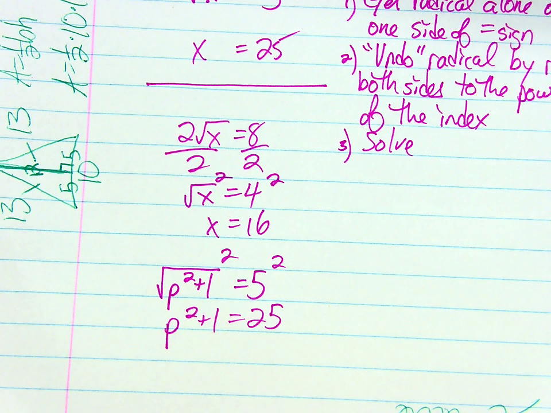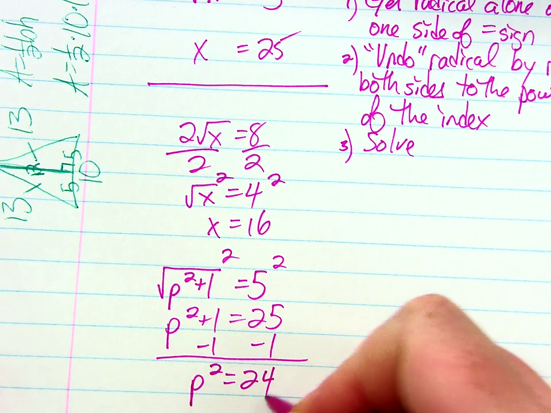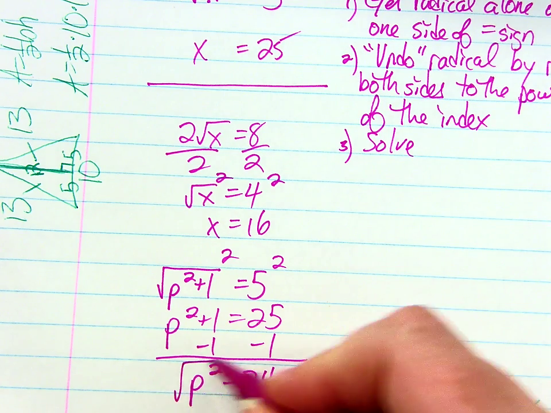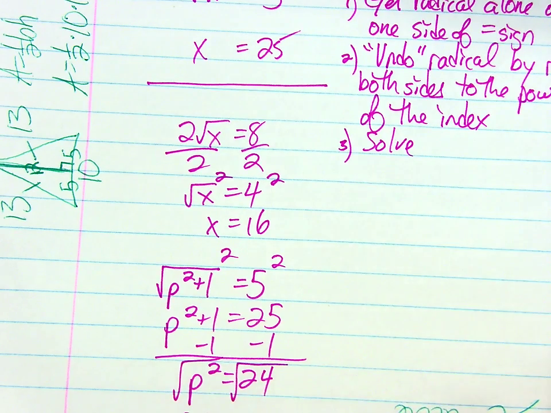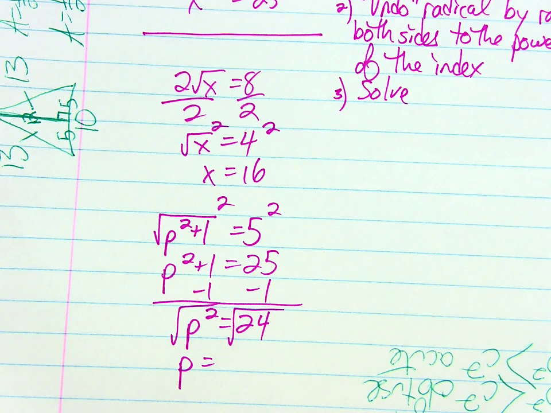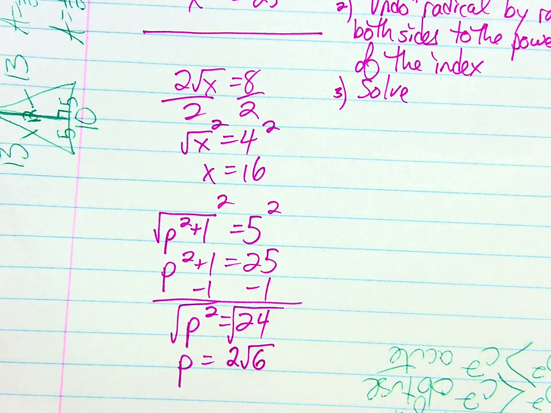And where do you go from here? Yeah, now I just got to solve this thing. So let's minus 1. I've got p squared equals 24. So then I square root both sides. If I'm going to simplify the square root of 24, what perfect square goes into 24? 4. So I'd have square root of 4, square root of 6, so it's really 2 root 6. Is that a good answer? Yes, do not forget, when you take a square root, when you're solving an equation, you need positive and negative.